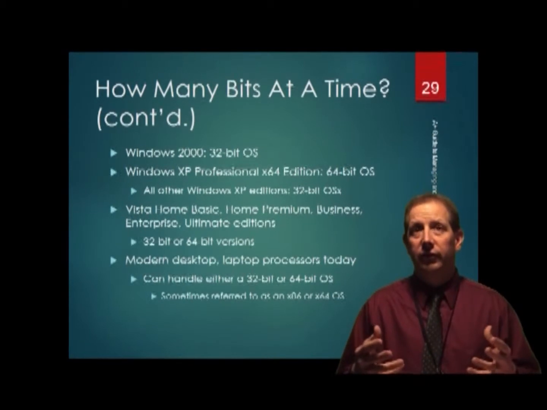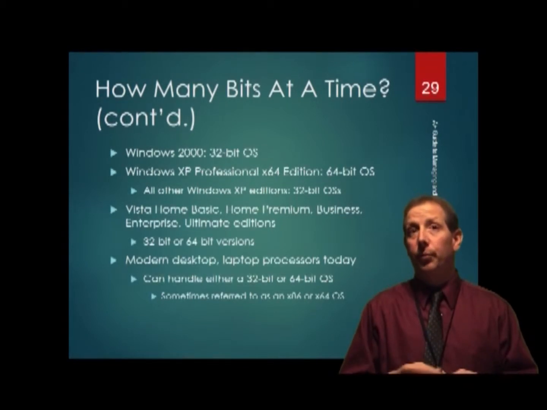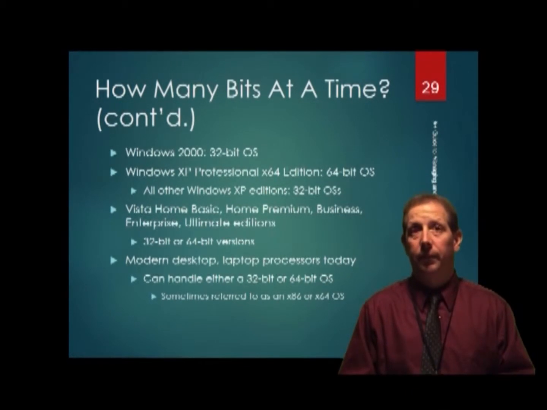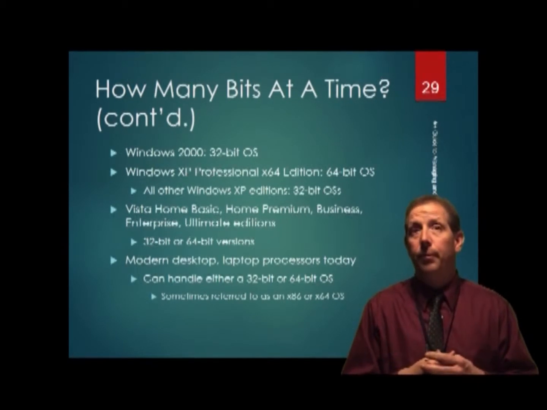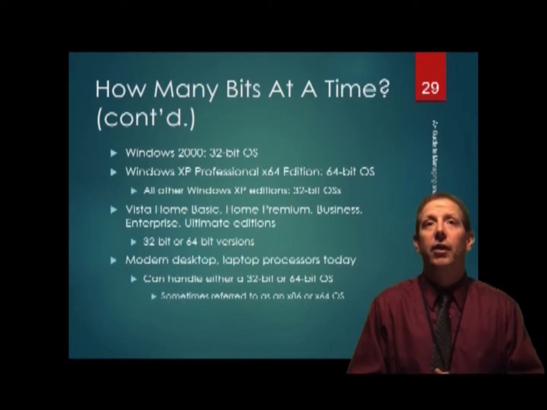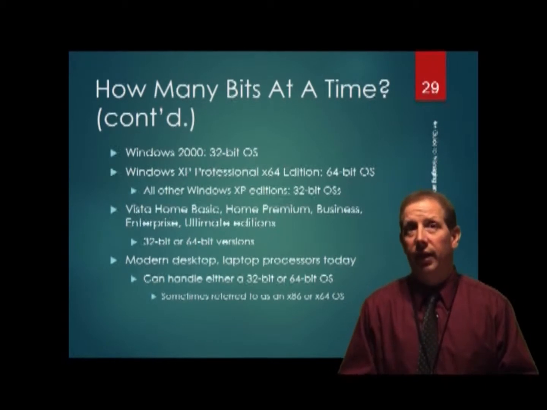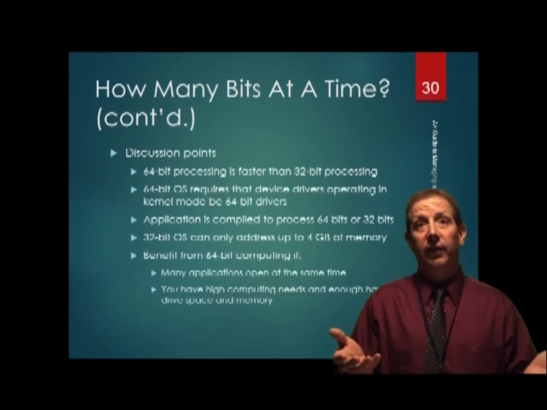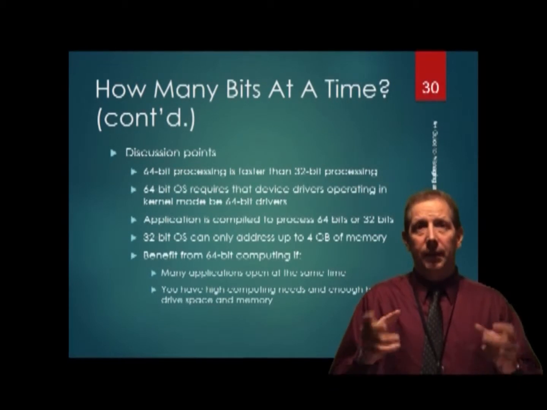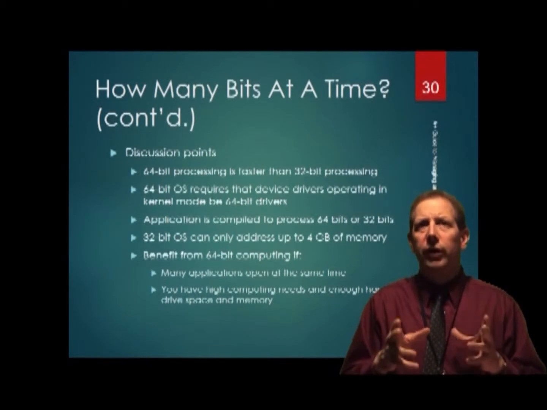For other Vista editions, you must request a 64-bit DVD from Microsoft after you purchase the retail version of the operating system. The OEM version of each Vista operating system and Windows 7 can be purchased in a 32-bit or a 64-bit code. Most modern desktop and laptop processors today can handle either a 32 or a 64-bit operating system, which are sometimes referred to as the x86 or the x64 OS. Keep these discussion points in mind when you're deciding which to install.